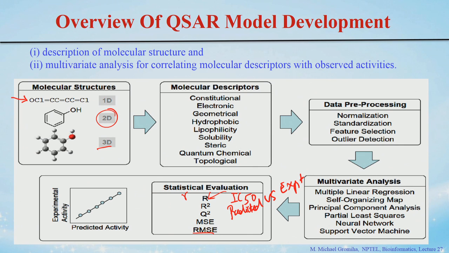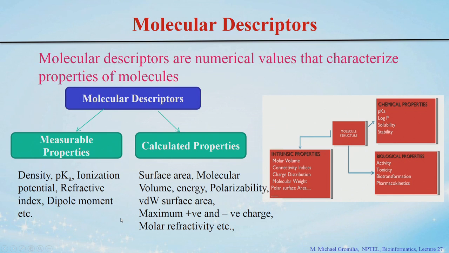This is one example, this is an almost perfect fit. We do not expect this type of fit always, but if you are lucky enough, then you are able to get a good fit between the experimental as well as the predicted activities. Now, we will explain the details of how to do this.